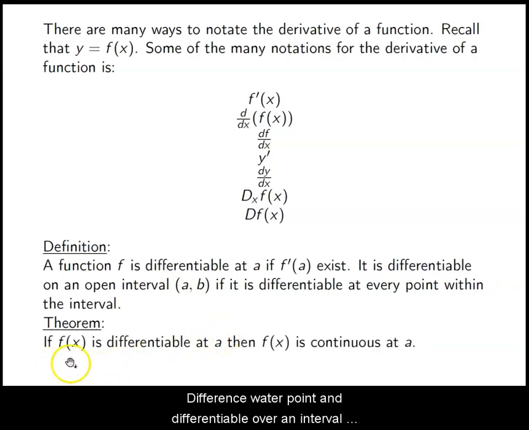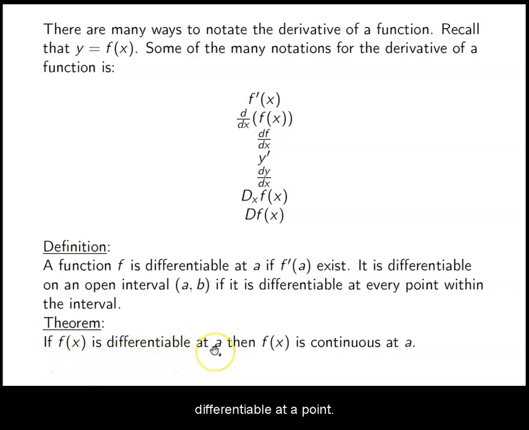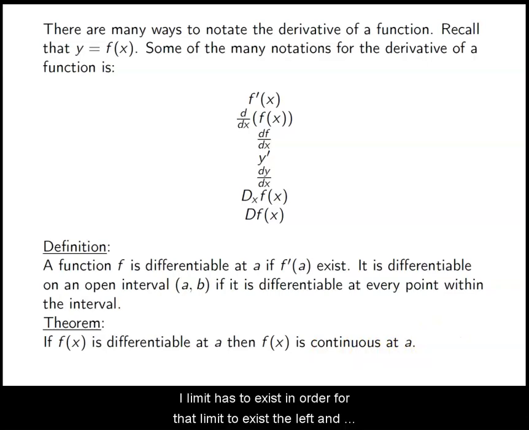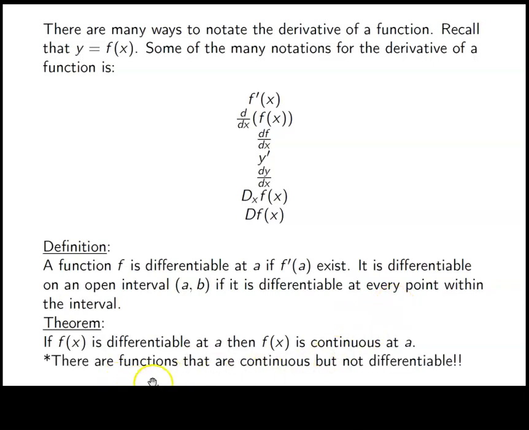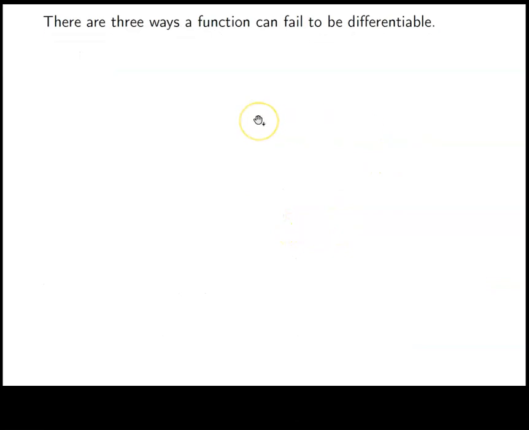Another theorem is that if f of x is differentiable at a point a, then f of x is continuous at a. In order to be differentiable, a limit has to exist. And in order for that limit to exist, the left and right limits have to agree. That generally means that I have to be continuous at that point as well. So anytime we're not continuous, we're not differentiable at that point. It's possible to be continuous and not differentiable. There are really three different things that keep us from being differentiable, and we'll talk about those right now.